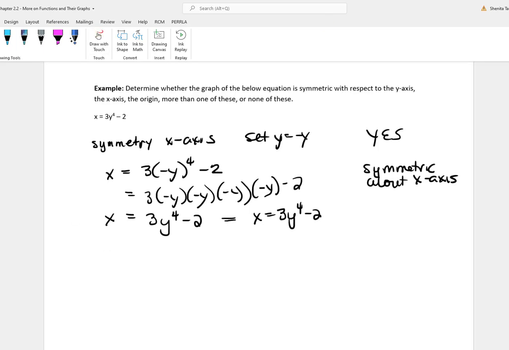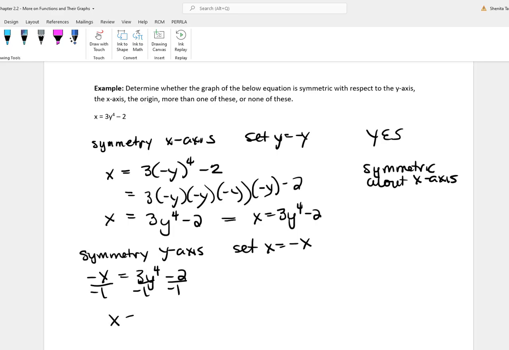So now let's check for symmetry about the y-axis. To do that, we're going to set x equal to negative x. We get negative x is equal to 3y to the fourth minus 2. To get x by itself, we divide everything by negative 1. I get x equals negative 3y to the fourth plus 2. This is not equal to our original problem of 3y to the fourth minus 2. So no, it is not symmetric about the y-axis.